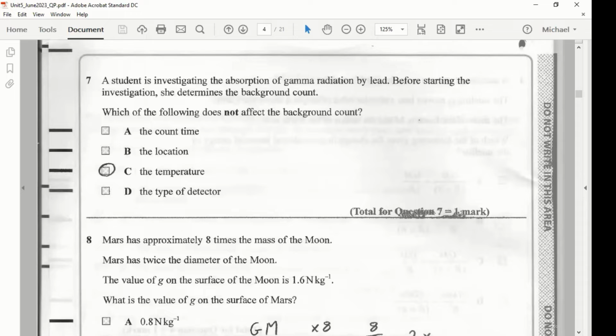The location can interfere with background count, and the type of detector you've got would certainly affect the background count you've got. The one thing that will not affect it is the temperature. So that's obviously 7C.